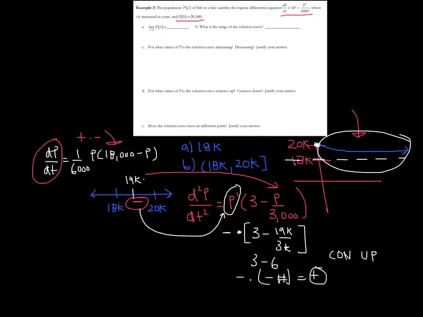So it's concave up between 18,000 and 20,000. Concave down? Never. Does it have an inflection point? No. Only at 9,000 does it have an inflection point.